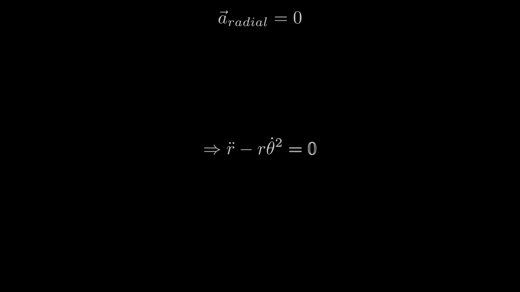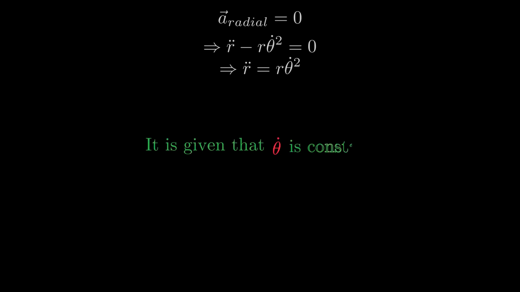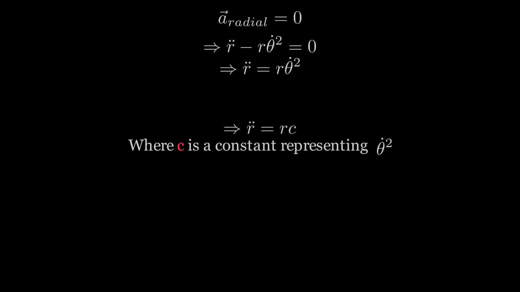Putting this expression into the given condition that radial acceleration is 0, we get a differential equation. One thing to note in this differential equation is that the double differentiation of the function results into the function itself. The only function that fits this description is the exponential function.